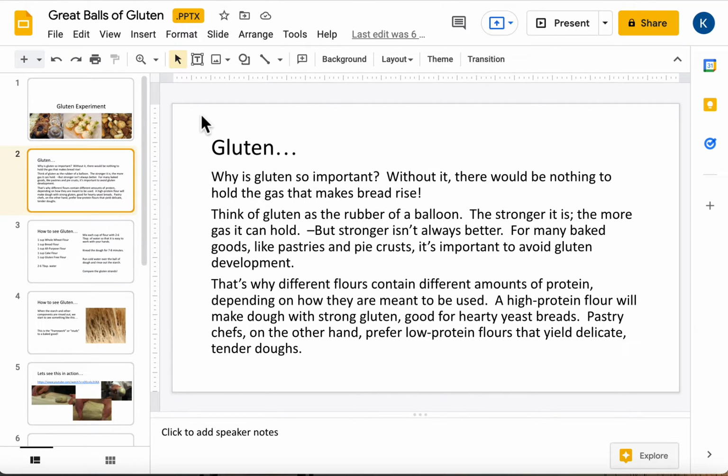Without it, there would be nothing to hold the gas that makes bread rise. Think of gluten as the rubber of a balloon. The stronger it is, the more gas it can hold. But stronger isn't always better. For many baked goods like pastries and pie crusts, it's important to avoid gluten development. That's why different flours contain different amounts of protein depending on how they are meant to be used. A high protein flour will make dough with strong gluten, good for hearty yeast breads. Pastry chefs, on the other hand, prefer low protein flours that yield delicate, tender doughs.